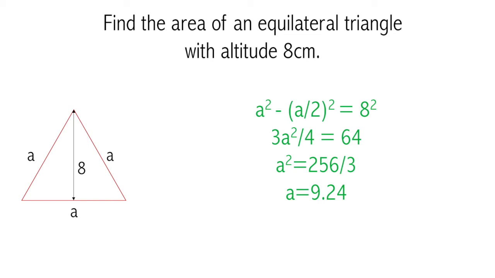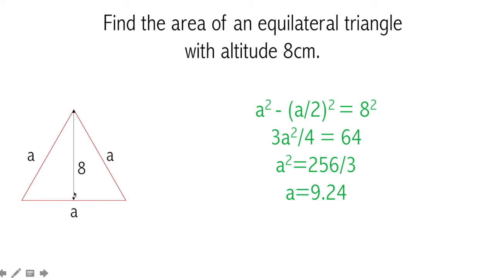Once you have the side length, the area of any triangle is half into base into height, right? Now height needs to be perpendicular height. So what that means is I can't multiply a into a just because it's the two sides of the triangle. Perpendicular height means the height that is perpendicular to the base.